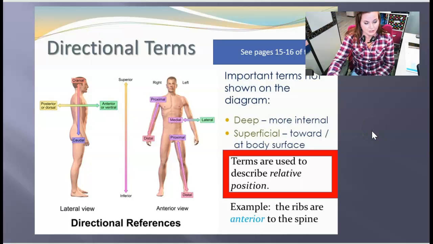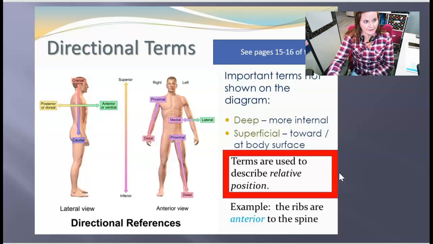Then we have directional terms. And anybody who knows me knows that I am exceptionally directionally challenged. So some of these things I have to think about really hard to be able to make sure I'm using the correct terms. So that's also another reason to have standardized terms across the board, right?